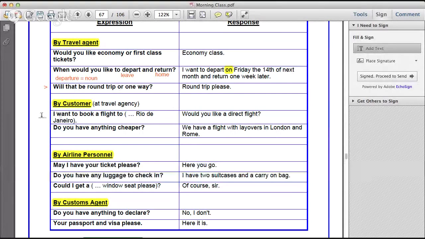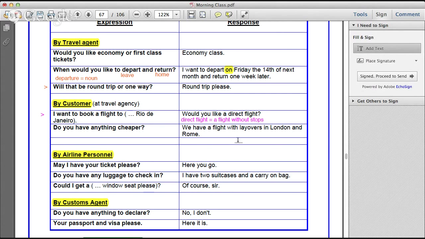All right, Amparo, let me have you read our next phrase and response, please. I want to book a flight to Rio de Janeiro. Would you like a direct flight? Okay, all right. What is a direct flight? Without scales, without stops. Yes, a flight without stops.